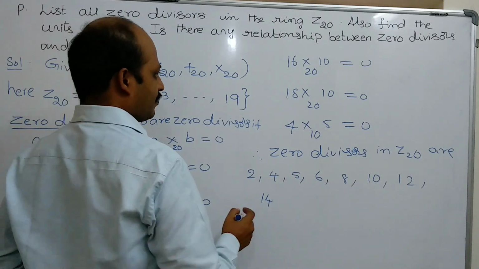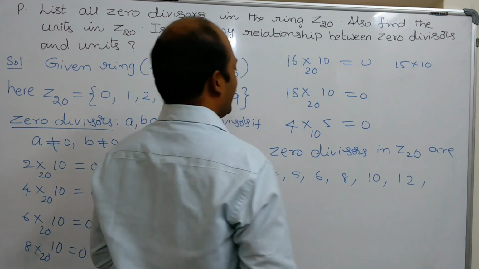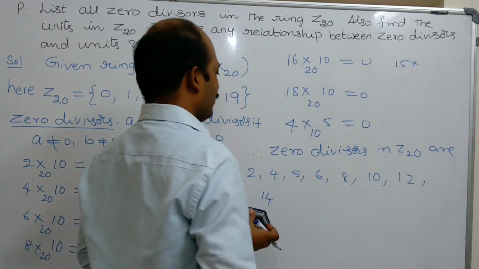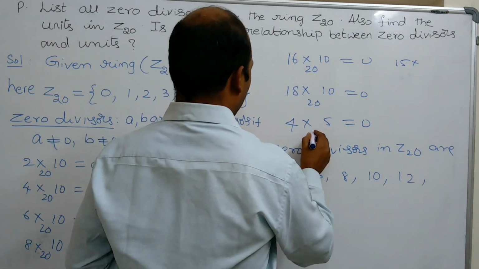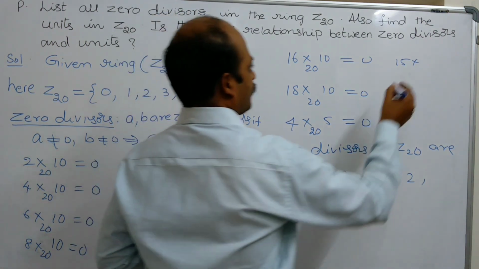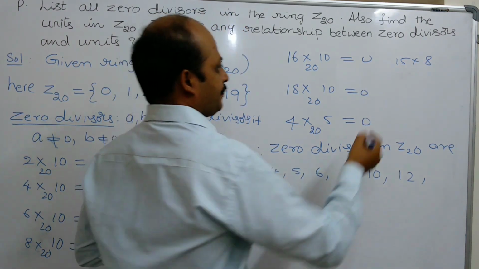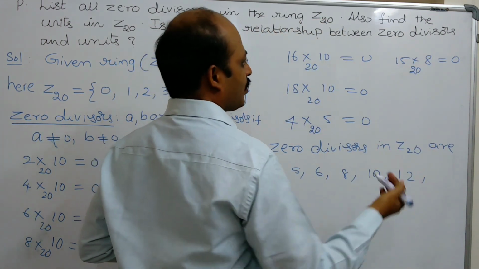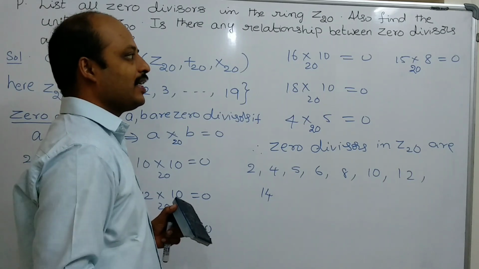15. You observe that 15 into 10 is 150. If you do multiplication modulo 20, you get 0. Observe that 15 eights are 120. If you divide 120 by 20, the remainder is 0.